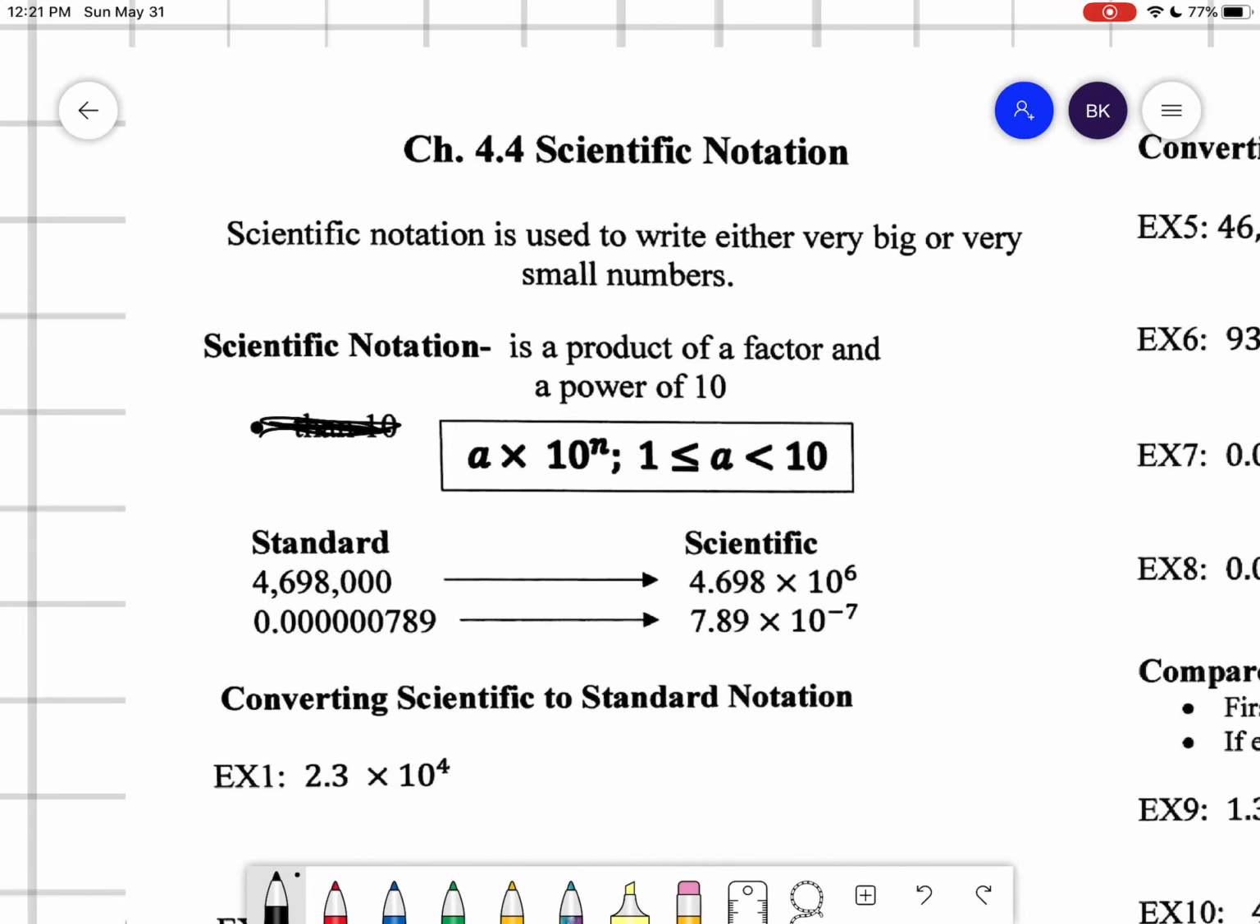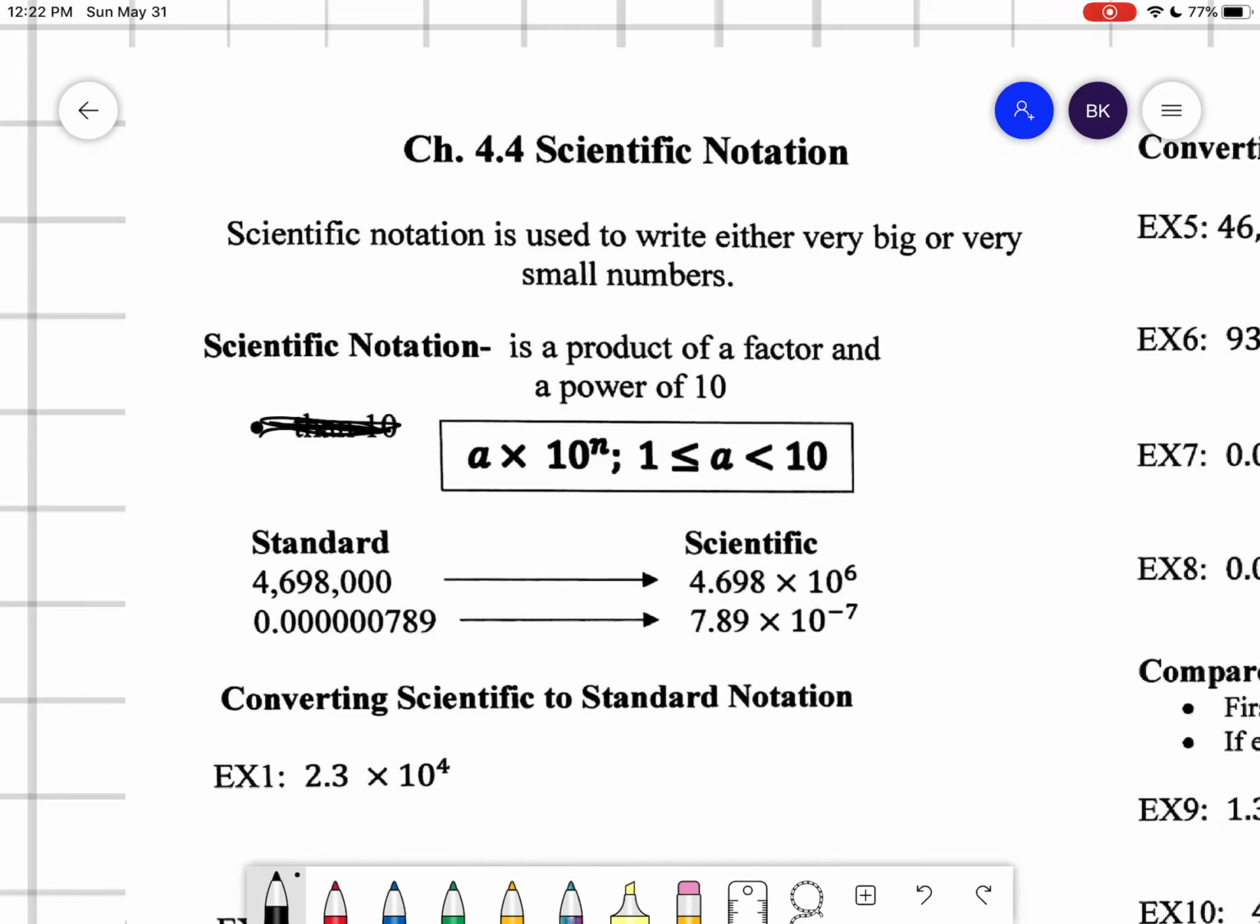Now, we have two types of notation, standard notation and scientific notation. And today we're going to learn how to convert from one to another, compare them, and then order numbers written in scientific notation from least to greatest. So the first thing we're going to do is take a look at converting scientific notation to standard notation.